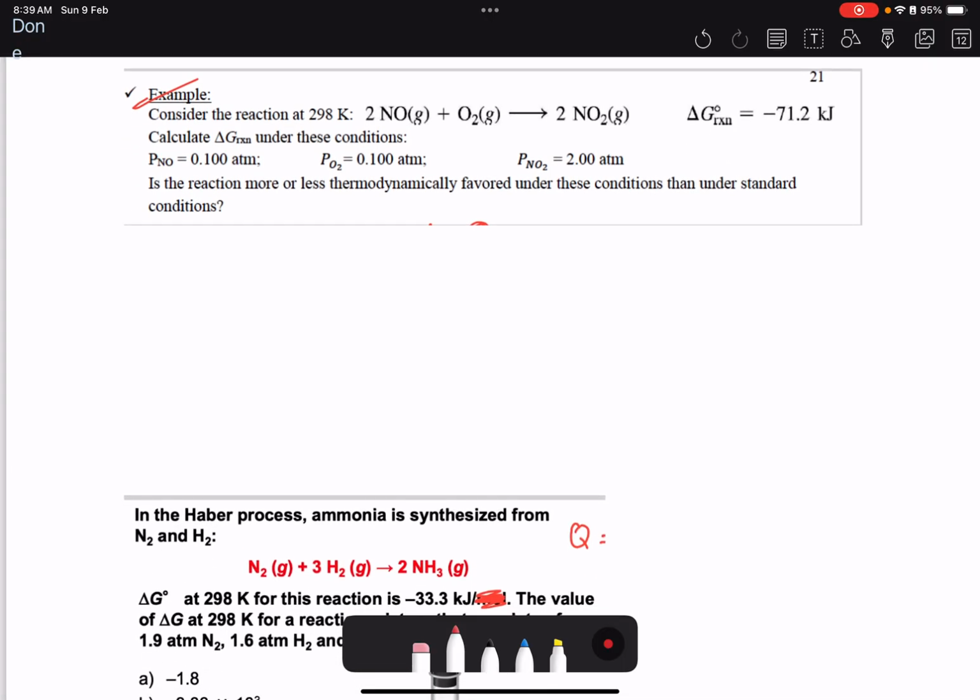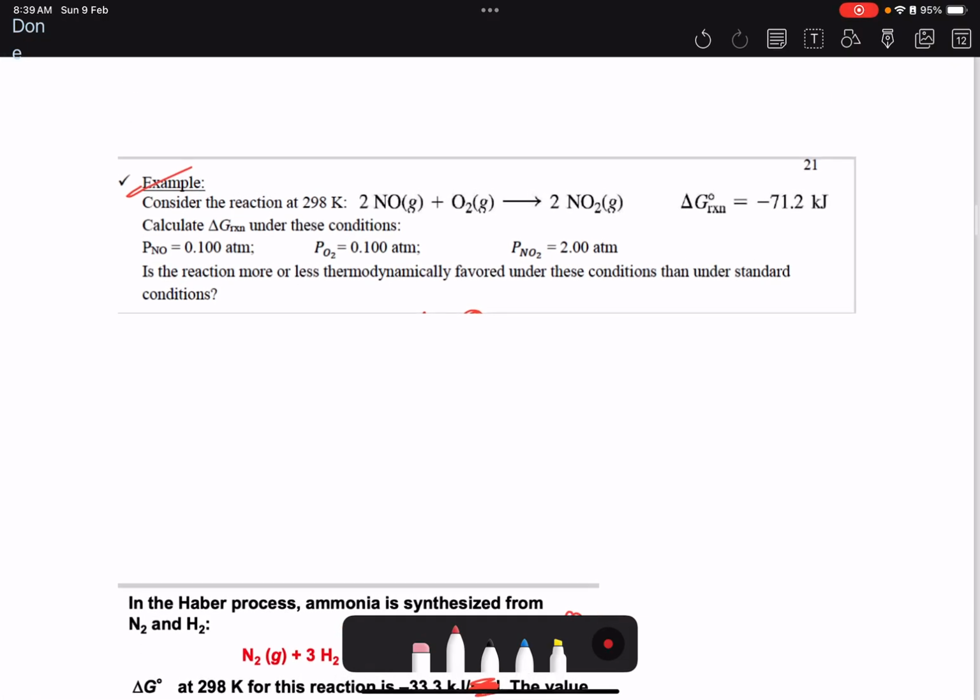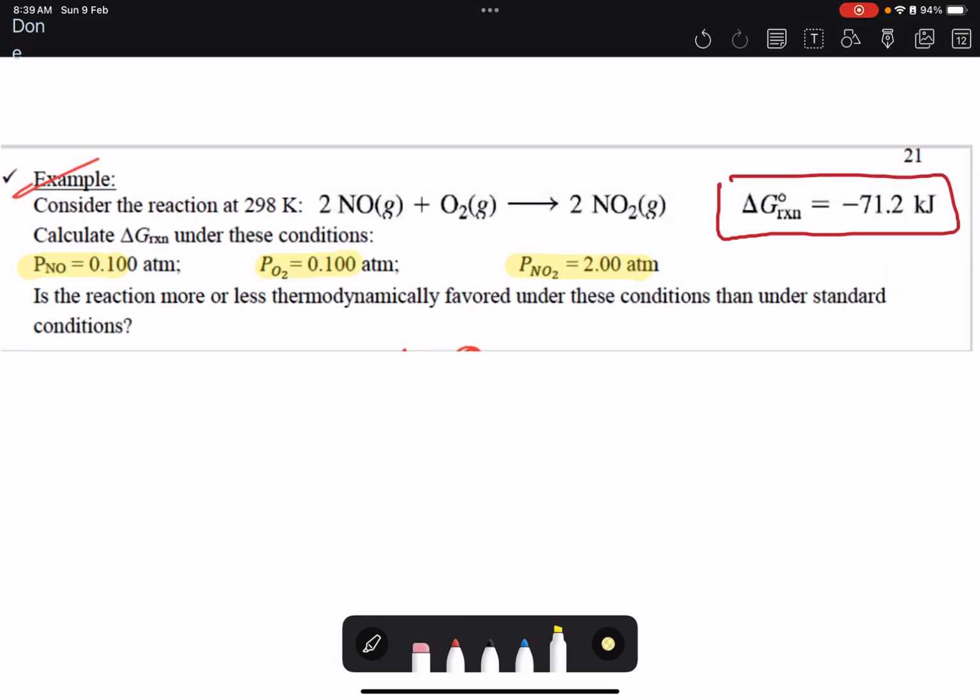Now, moving on. Consider the reaction 2NO plus O2 giving 2NO2. Be careful of these questions. The standard Gibbs free energy is already given. And you will notice in this question that they gave you pressure of these gases. It means that in this question we are dealing with non-standard conditions. So they just want to know if the reaction is going to be more or less thermodynamically favored with the given conditions.